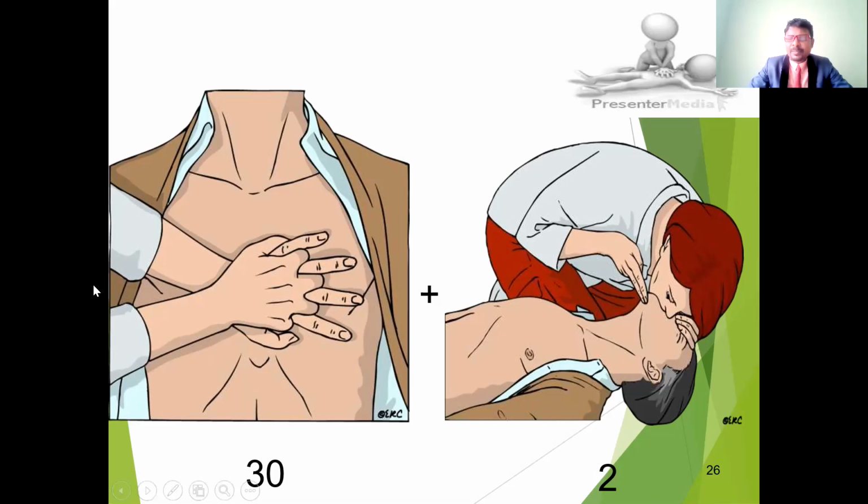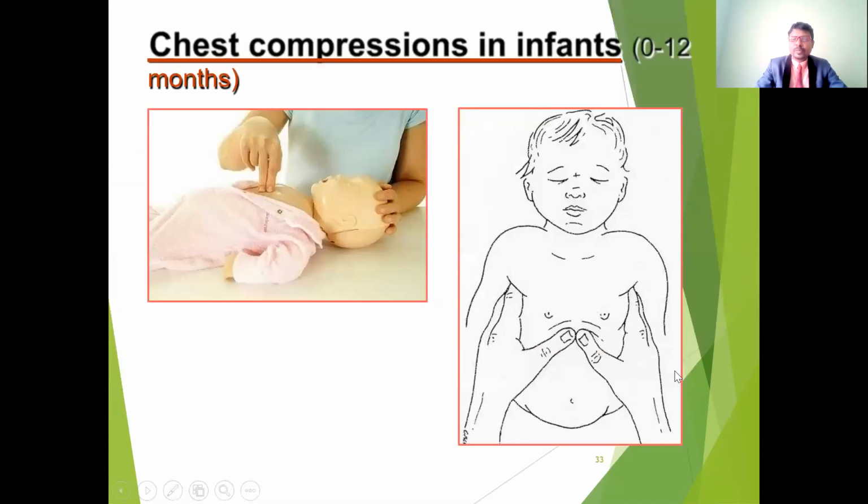This is very important while giving CPR: 30 compressions and also 2 breaths. For children, we are going to use the thumbs, and for infants, we are going to use 2 fingers. So thumbs are used in children, and fingers are used in infants. Here we have to give the 30 compressions, then we give the 2 breaths.